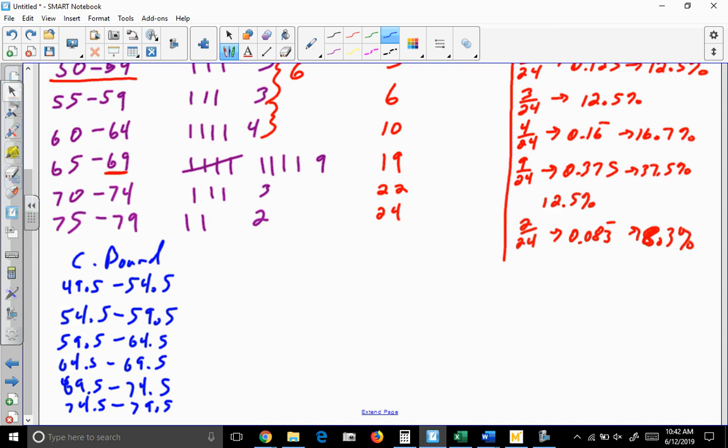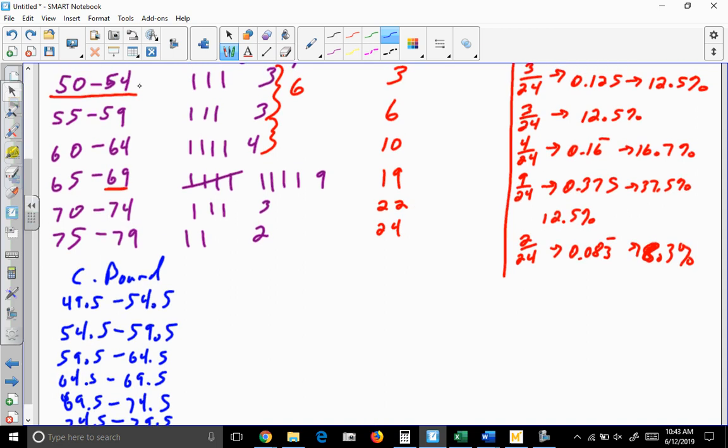So even though our data does not have half units, none of our data values are going to be at 49.5 or 54.5. But notice everything that is in this class is in that interval as well. If it is 50, 51, 52, 53, 54, all of those integers are in this class. This just makes it where we have no gaps between our classes. So it makes it nice and continuous.